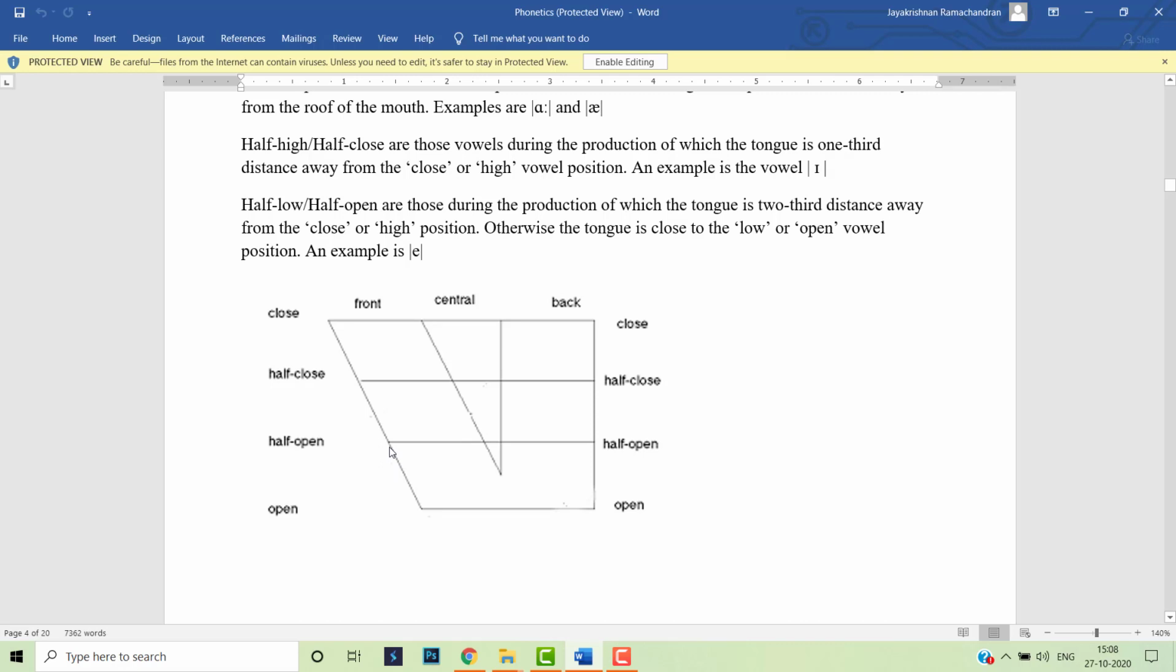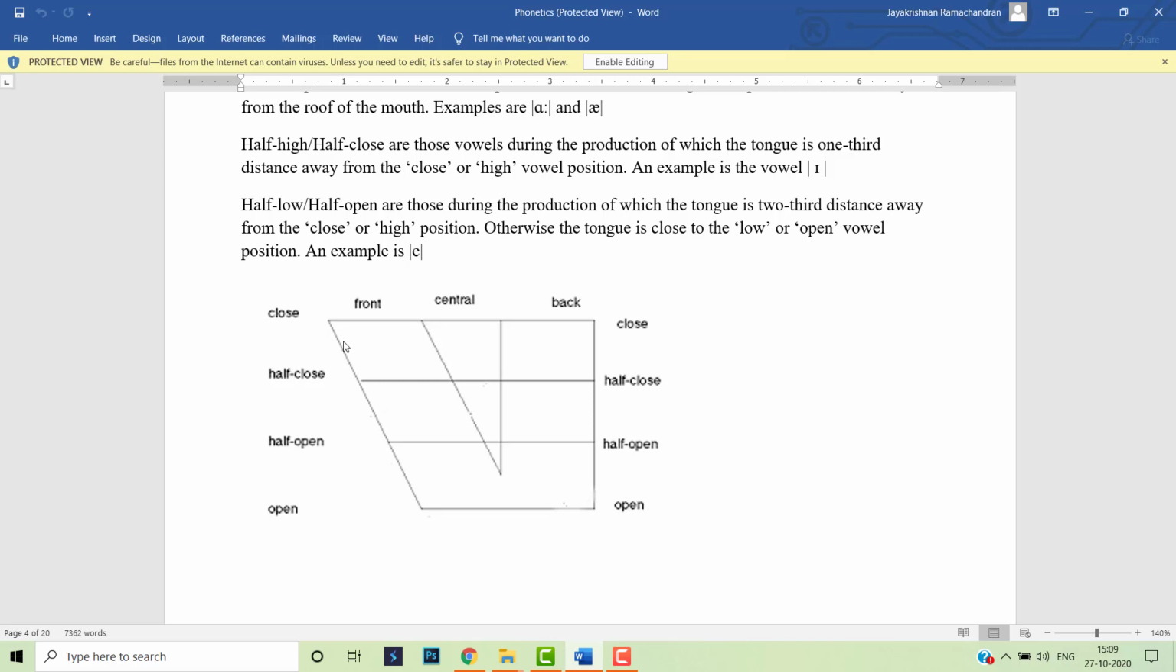Now here there will be another vowel sound which will be perfectly half open. That is, the part of the tongue will rise perfectly towards the front of the mouth and it will be one third distance away from the open vowel position. Now here there will be a perfect open front vowel, which means the tongue will remain close to the floor of the mouth and it will move towards the front portion of the roof of the mouth. So these are perfect sounds.